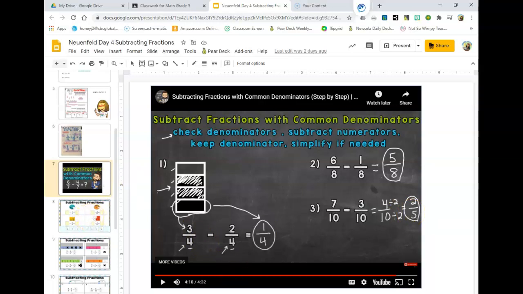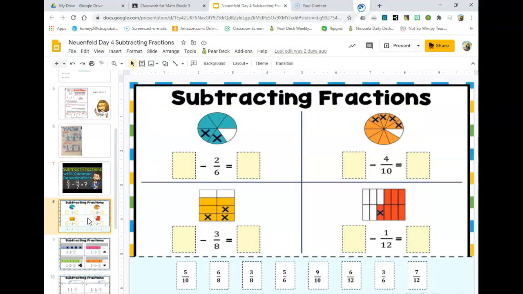Let's go ahead and move now on to our next slide, which is slide number 8. All right, we are going to be subtracting today, but first we have to find out what we are subtracting from. So we have a fraction minus 2/6 equals another fraction. Well, since the denominator of this is 6, that must mean I'm looking for a fraction that has a 6 at the bottom of it.